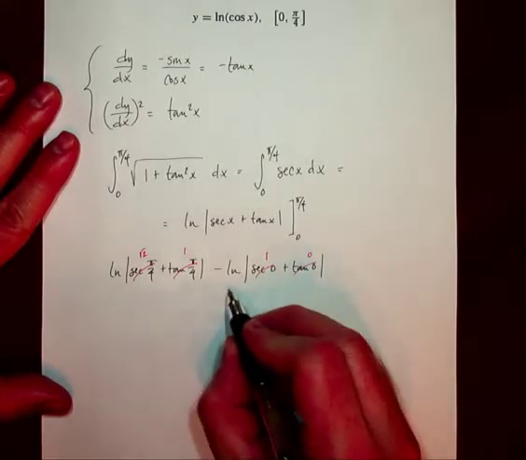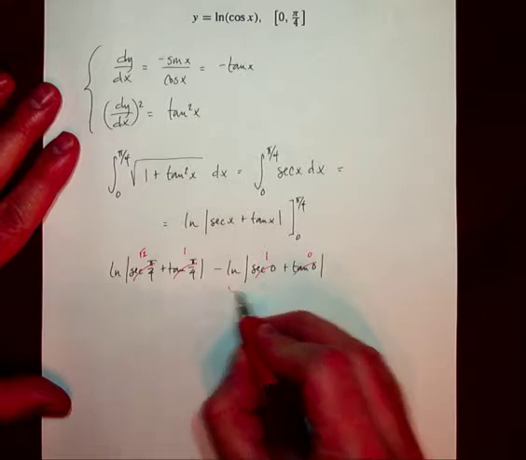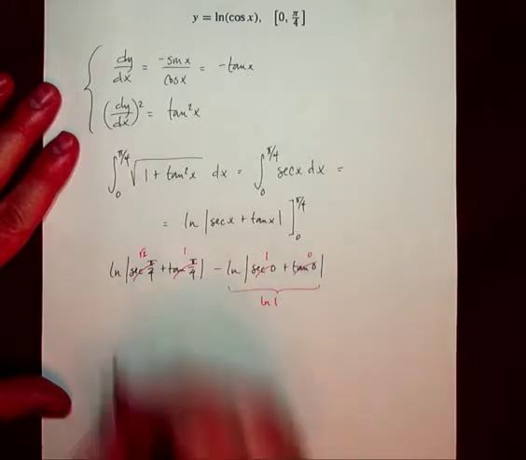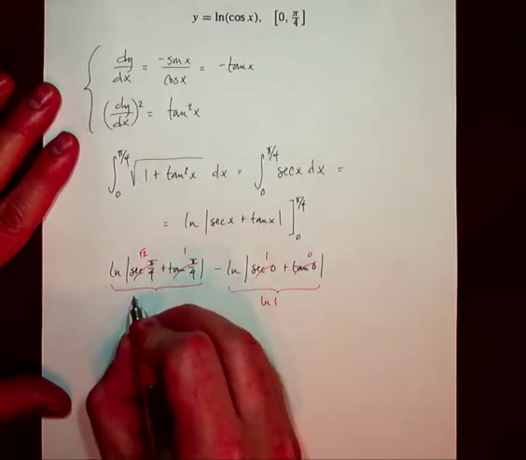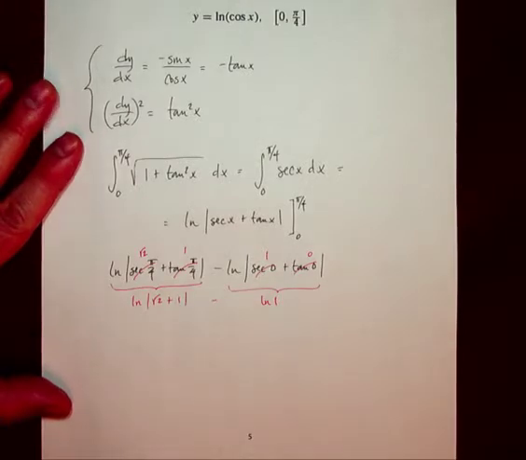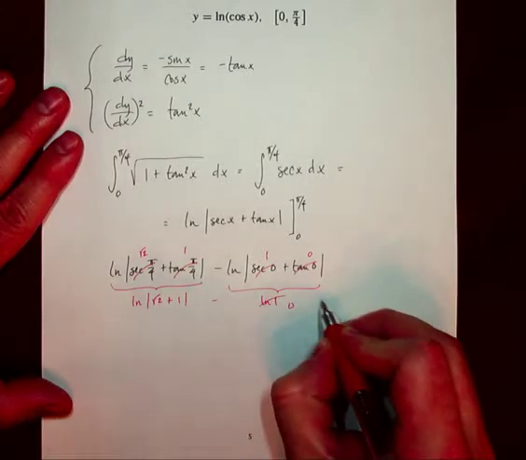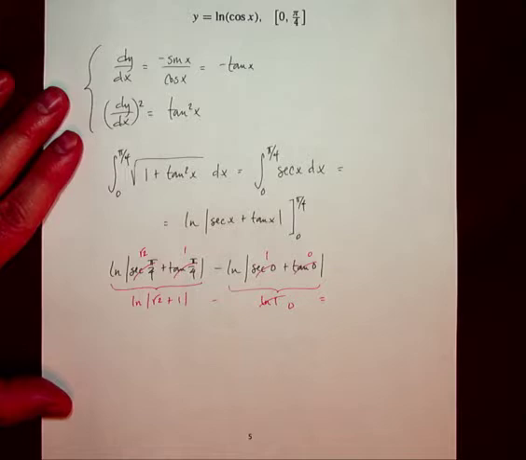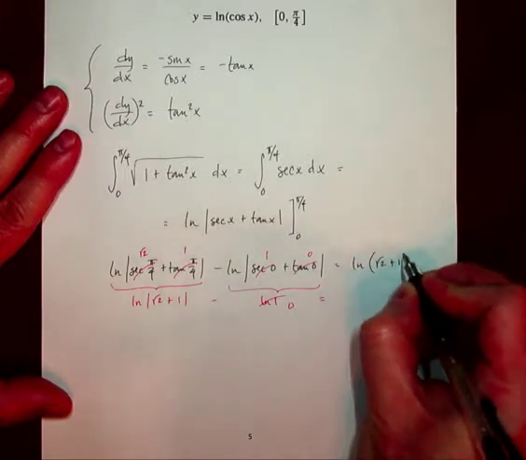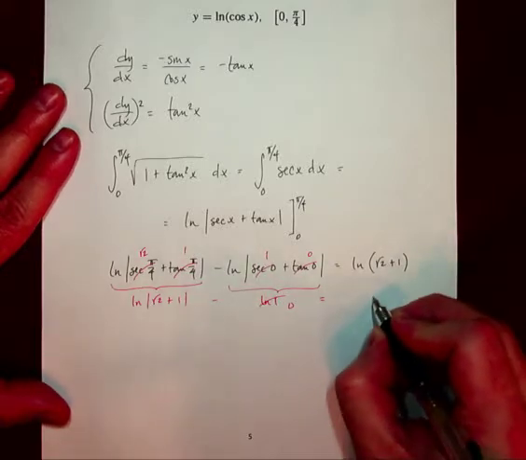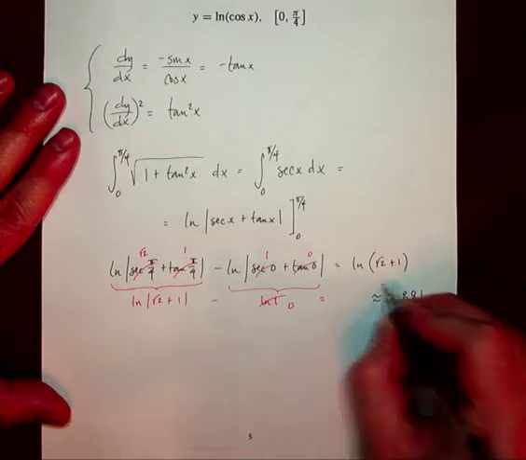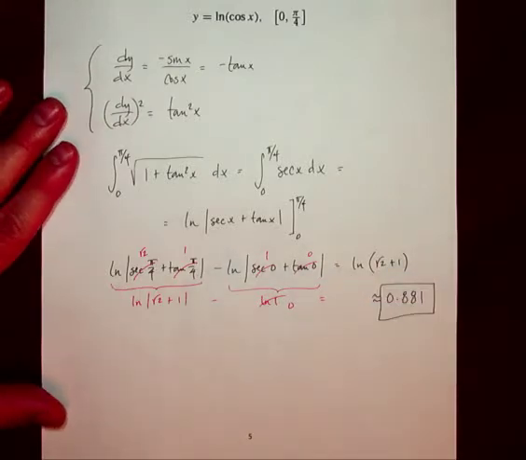Now this whole thing winds up being the natural log of 1. This whole thing right here winds up being the natural log of root 2 plus 1. Well, natural log of 1, of course, is 0, and therefore the entire answer winds up being the natural log of root 2 plus 1. Of course it's positive, so you don't need those absolute value bars, and this winds up being approximately 0.881 when you plug it into your calculator.